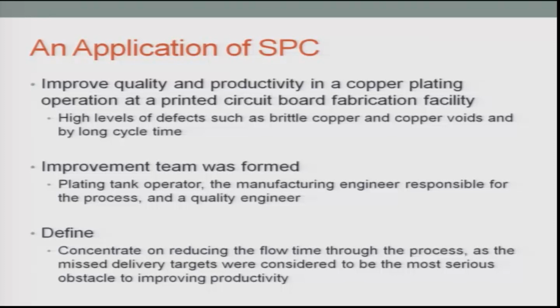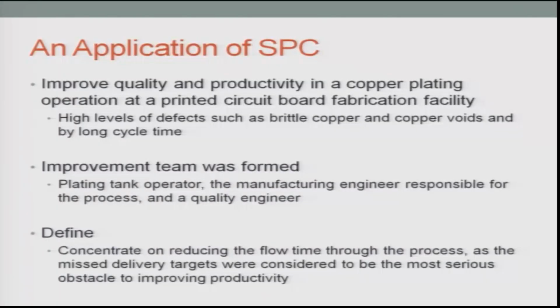An application of statistical process control to improve quality and productivity in copper plating operations at a printed circuit board fabrication facility can be done. High levels of defects such as brittle copper and copper voids were there in the long cycle. So, they can be reduced in the actual run such that you are able to improve the quality. Improvement teams were formed for this example, to find out the defect in the tank and improve the overall working of the process.